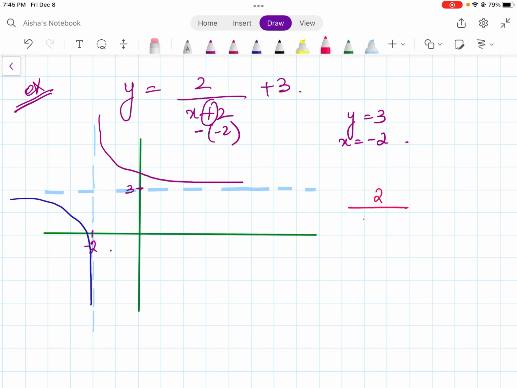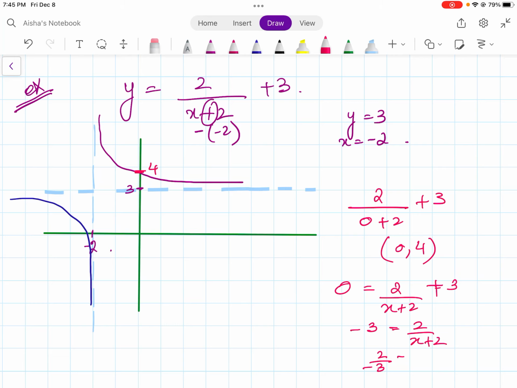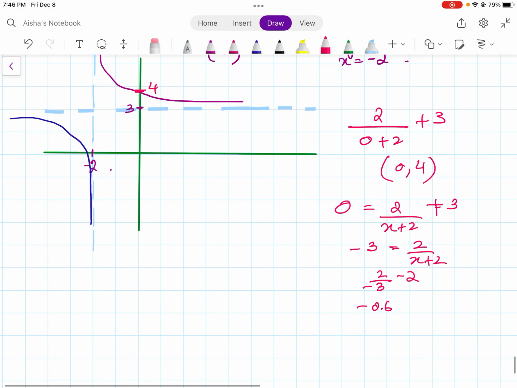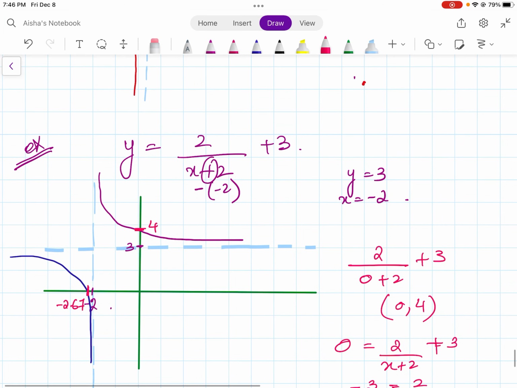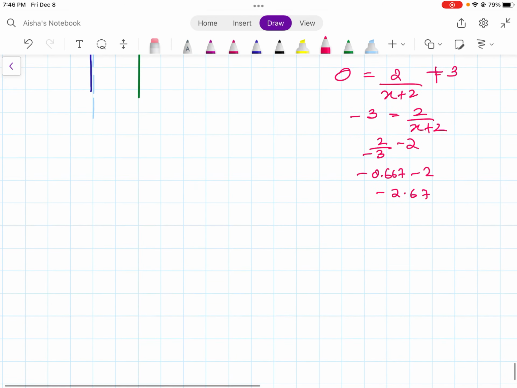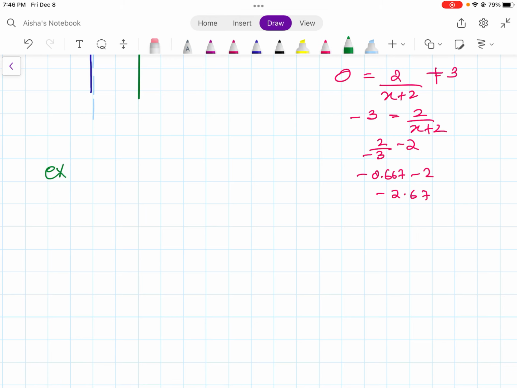Now this has x-intercept and y-intercept both. Let's find those values out. 2 upon 0 plus 2 plus 3. 1 plus 3 is 4. This also has a y-intercept. So this value is, ठीक है? This is my graph. Let's do another example.